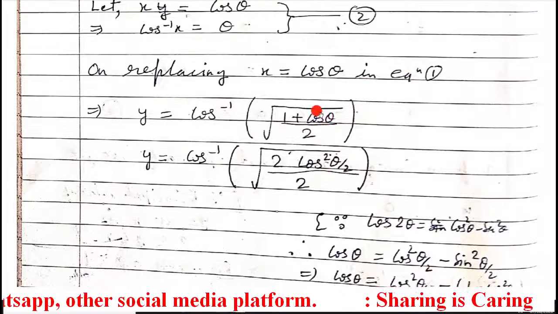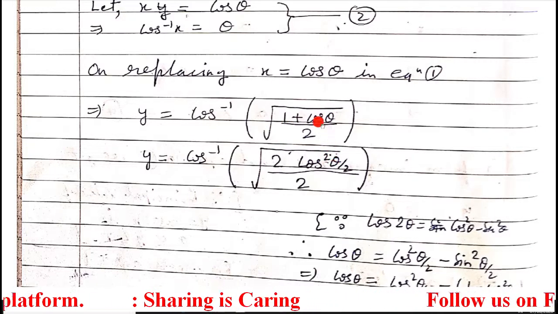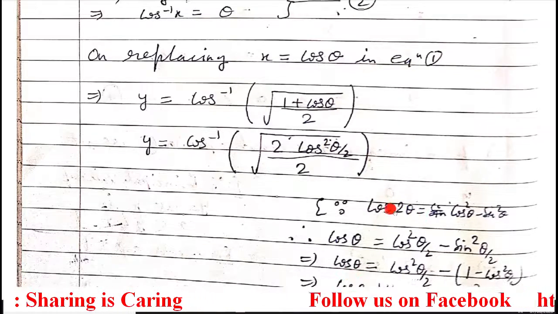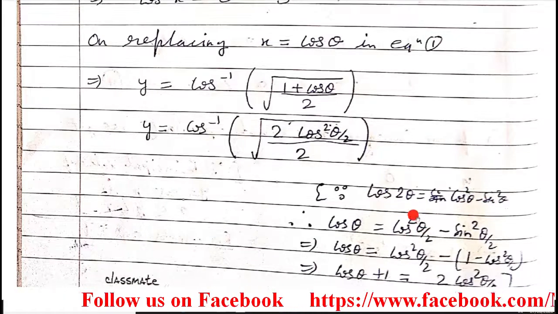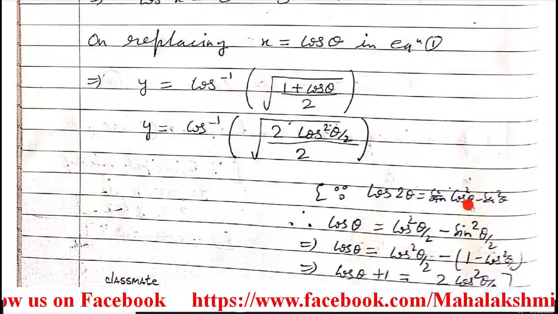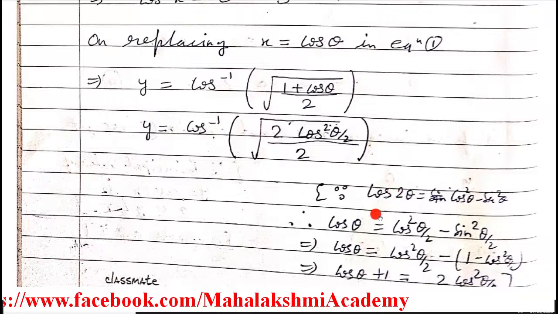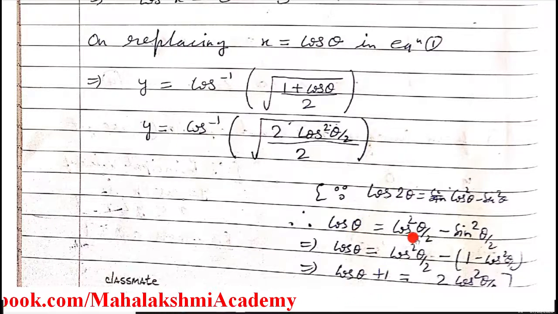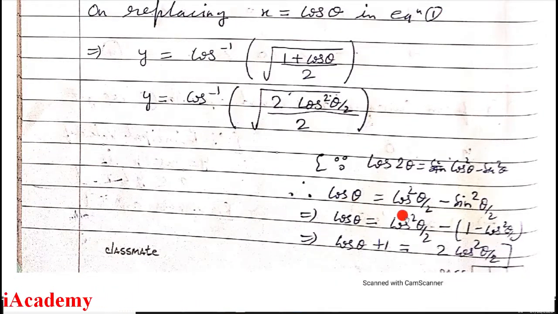Now its value you should learn that 1 plus cos theta is 2 cos square theta by 2. Now how is this result obtained? For this, see this. The formula of cos 2 theta is cos square theta minus sin square theta. Now when 2 theta is there, what happens here? Half of 2 theta is theta. So if instead of 2 theta we have only theta, then it's going to be theta by 2, and here also theta by 2. Now that is the formula for cos theta. Now this sin square theta by 2 is replaced by 1 minus cos square theta by 2 from the identity sin square theta plus cos square theta equal to 1.